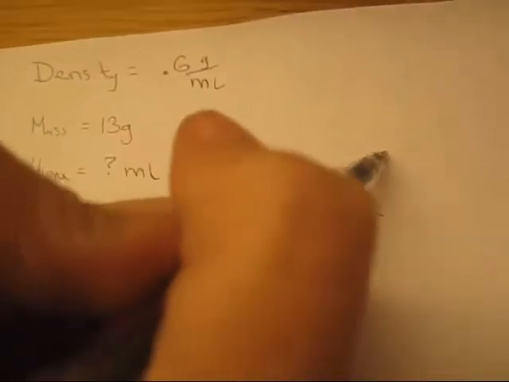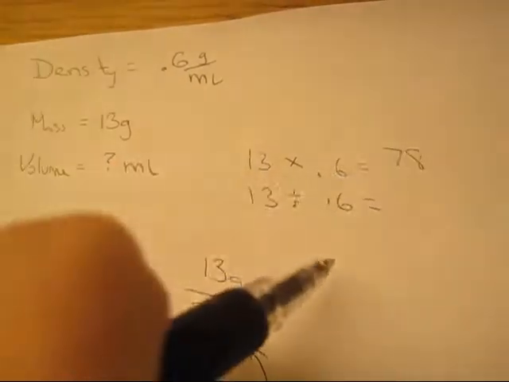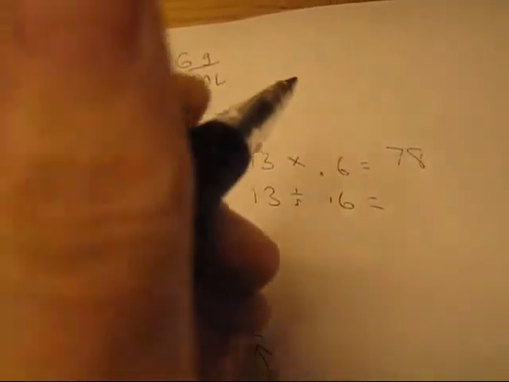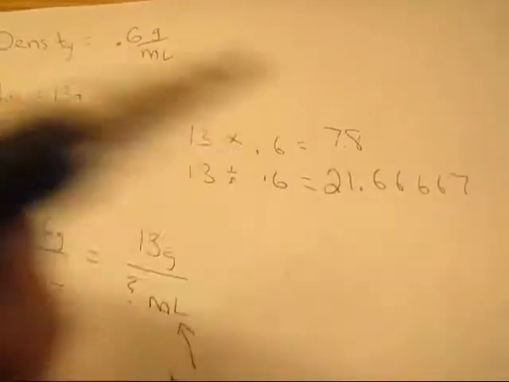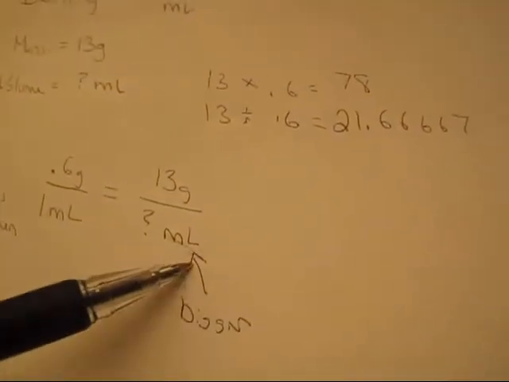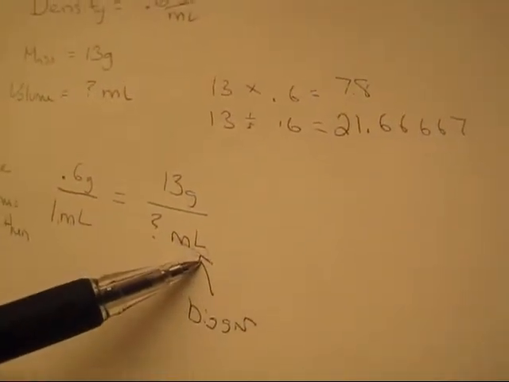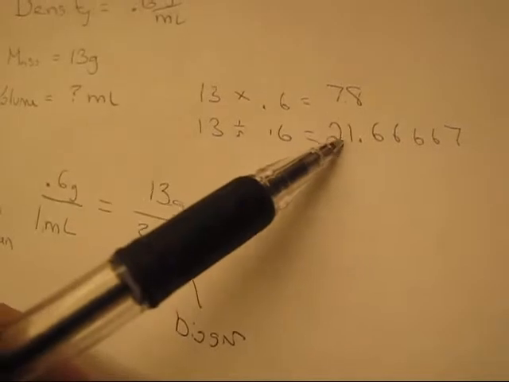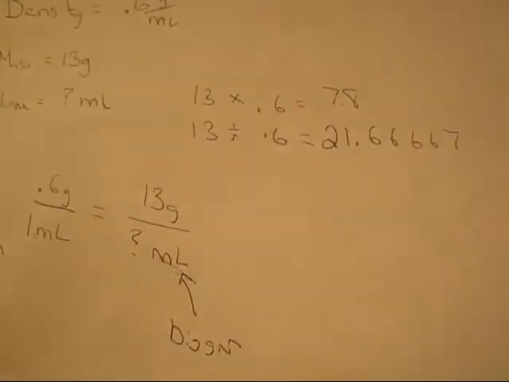If I multiply by 0.6, my answer is 7.8. If I divide by 0.6, my answer is 21.6666, and it keeps going, 7. Well, if I know that my answer needs to be bigger, I'm going to pick this one, 21.666667.